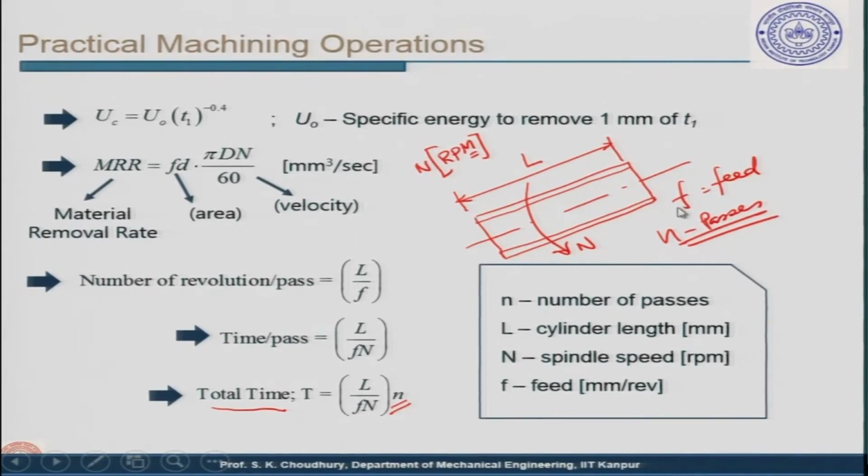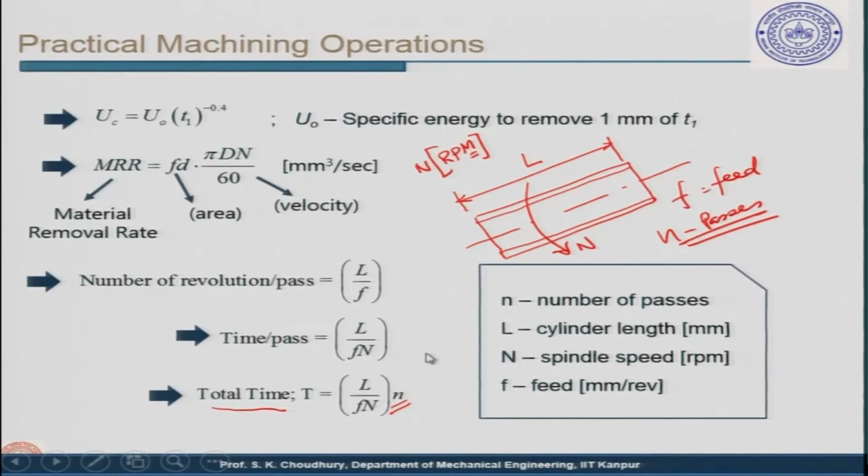Now, if we have a job like this and we are turning, we also said that the number of revolutions is L by F. The time per pass is therefore obtained by dividing by n, the number of revolutions, and total time taken can be determined if we know the number of passes. If the number of passes is 1, suppose the depth of cut is very small, so in 1 pass you are making the final cut, this will be the same as L by Fn, the time per pass, because the number of passes is 1.